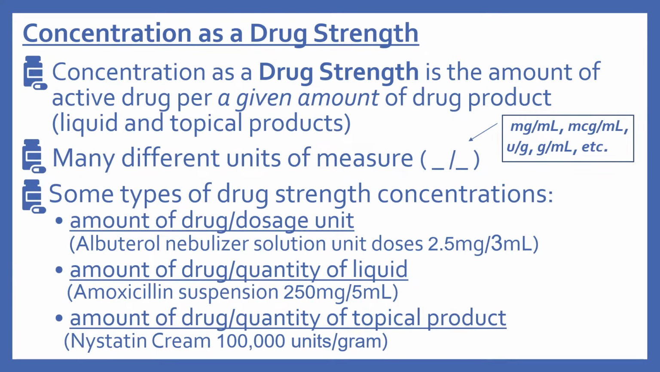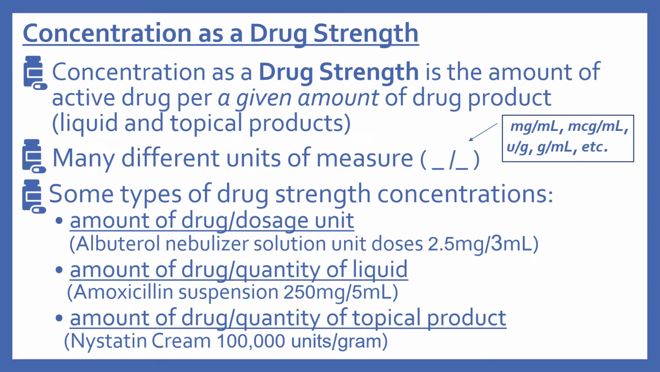First we'll look at concentration as a drug strength. Concentration as a drug strength is the amount of active drug per a given amount of drug product. And remember, we're talking here about liquid and topical products. For drug strengths, there are many different units of measure. It's generally something per something. So it can be milligrams per milliliter, micrograms per milliliter, units per gram, grams per milliliter, and so on.